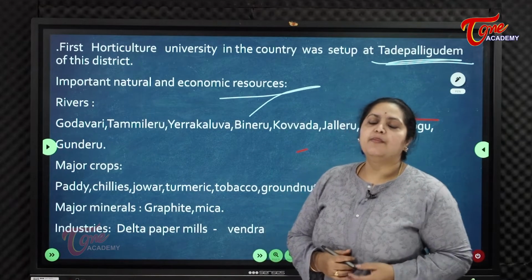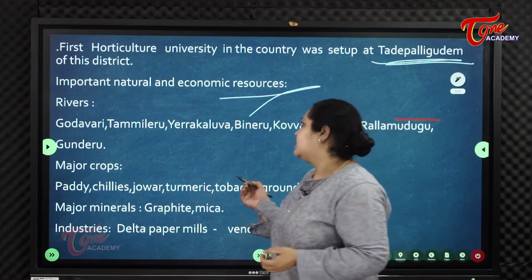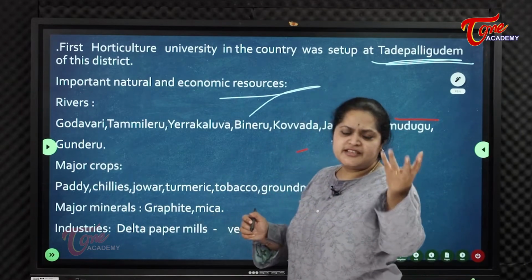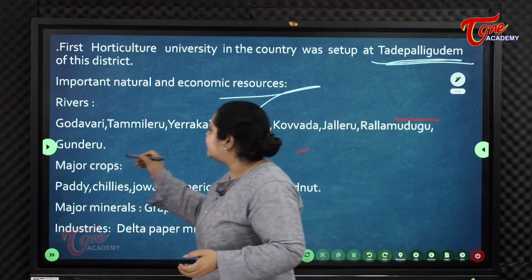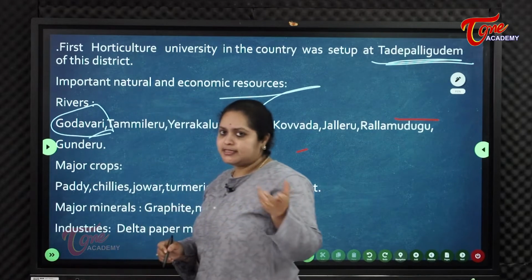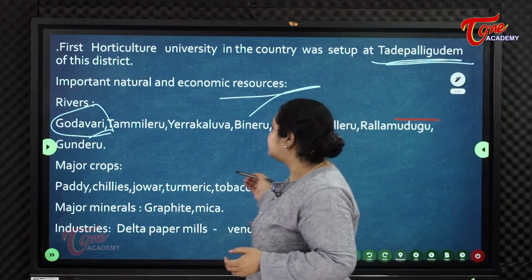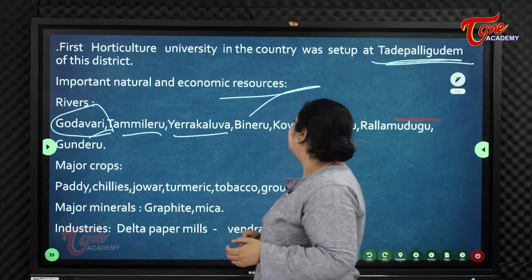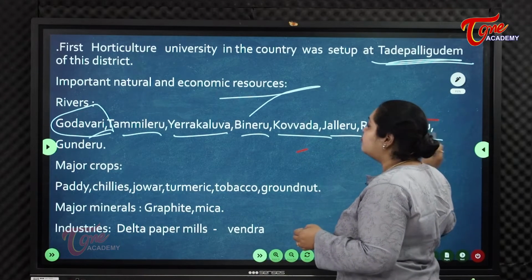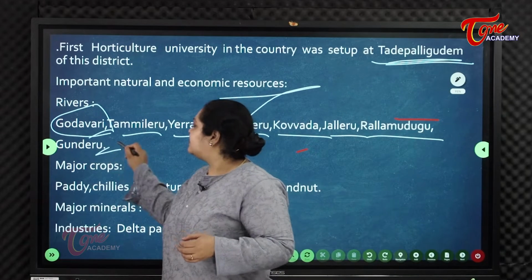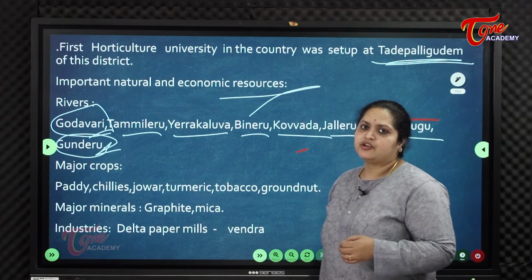Next, coming to other important natural and economic resources. We will see which rivers drain this district. This district is named after the Godavari, West Godavari, so obviously the river Godavari drains this district. It's a major river of West Godavari district. Next are Tammileru, Yarrakaluva, Binneru, Kovvada, Jalleru, Ralamudugu and Gunderu. These are the other important rivers of West Godavari district.